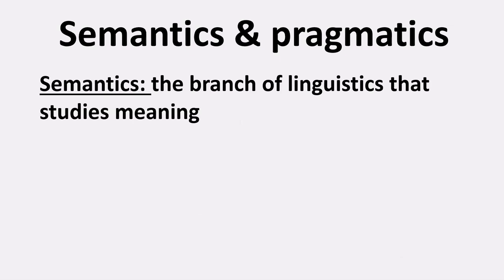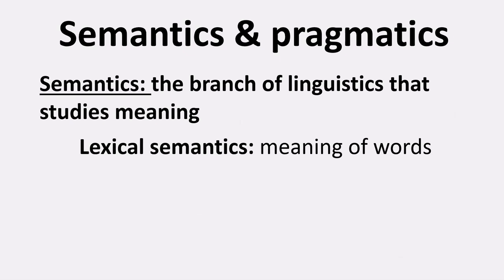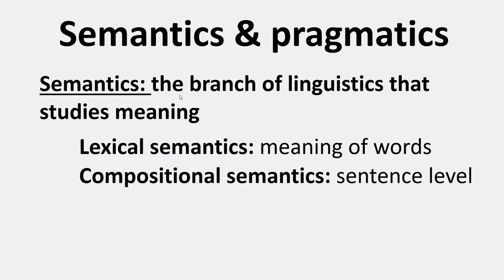And then we have semantics and pragmatics. These basically both involve meaning, but semantics at a very basic level. Well, it's not that basic, but it's basically the branch of linguistics that studies meaning. This can mean meaning at the word level, lexical semantics. What do words mean? And it can also be compositional semantics, namely meaning at the level of sentences, because a sentence will have a different meaning depending on the position of words in that sentence.